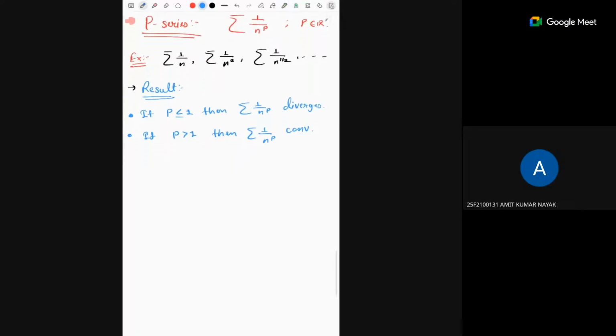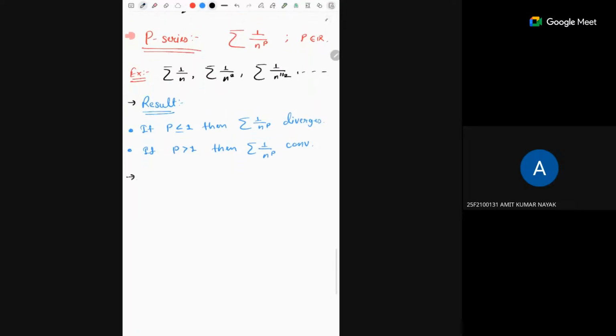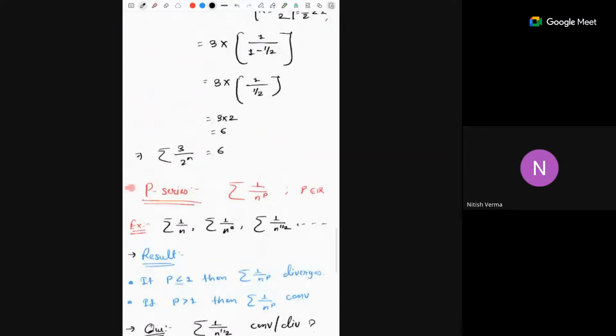Okay, fine. So let me ask you a simple question. Summation 1 by n to the power 1 by 2, does this converge or diverge? Diverges, right? Because here the value of p is actually 1 by 2, which is less than 1. So that means this diverges. This is a very simple fact about P series, but it's very strong. So we will use P series to find out convergence and divergence of other series too. Okay, so now let's get back to our test.